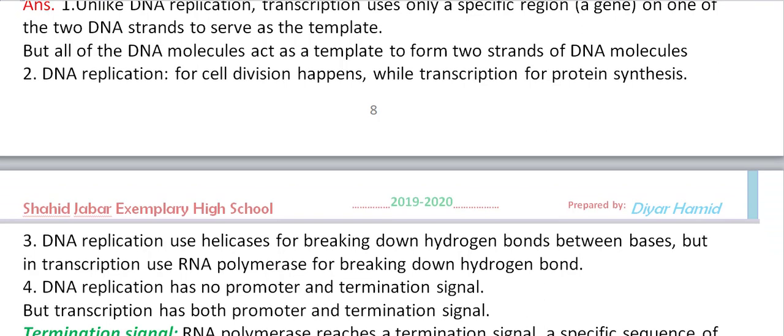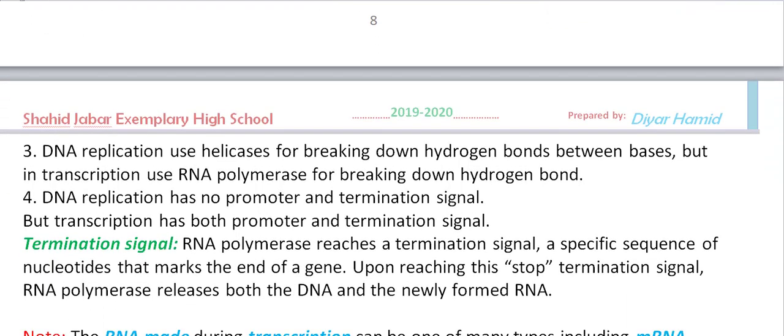Second, DNA replication is for cell division. What is the aim of DNA replication? The aim of DNA replication is cell division, while transcription is for protein synthesis. The first step of protein synthesis is transcription.